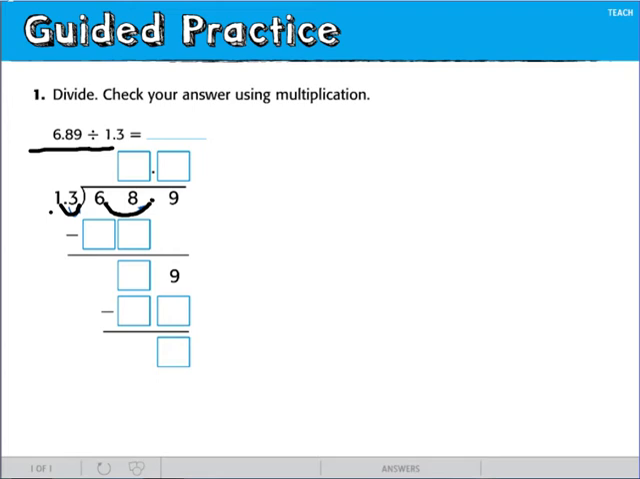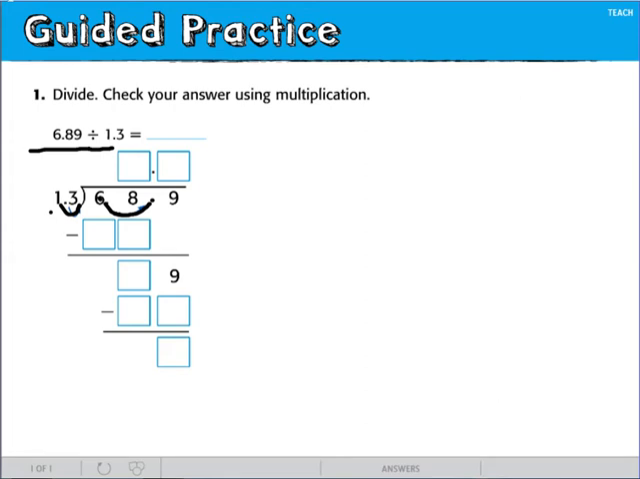First things first. Can 6 be divided by 13? Can 6 be divided by 13? No. Can 68 be divided by 13? 68 is larger than 13, isn't it? So there has to be a number that multiplied by 13 is close to 68, if not 68 exactly. Which number would that be? What? My boy over here says it's 5.